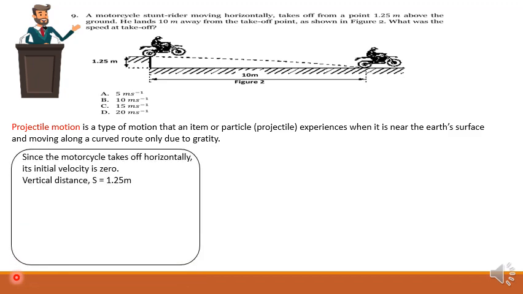Now, since the motorcycle takes off horizontally, its initial vertical velocity is equal to 0. The vertical distance moved was given to us as 1.25, so s is equal to 1.25 meters. Now let's use the equation s equals ut plus half at squared, to find the time taken for this particle to move this vertical distance of 1.25. The time taken is 0.505 seconds. It means that it takes him 0.505 seconds to leave from here and drop down to this level.